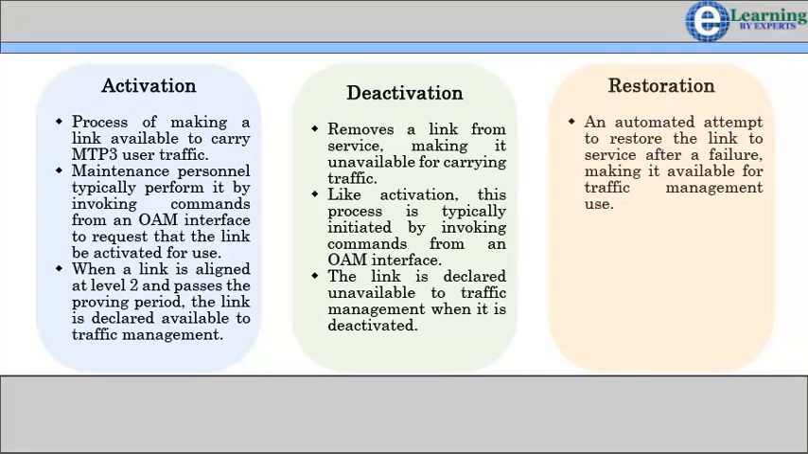Restoration is an automated attempt to restore the link to service after a failure, making it available for traffic management use. The link alignment procedure is initiated when Level 2 has detected a link failure. When the link is aligned and has passed the proving period, a signaling link test is performed. After the signaling link test has successfully completed, traffic management makes the link available for use.